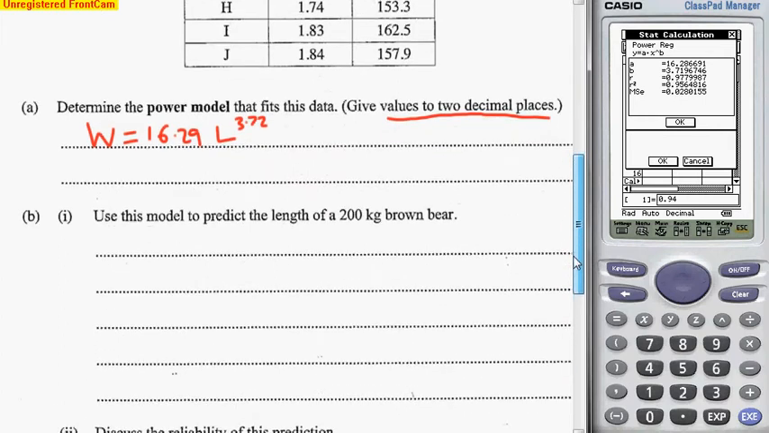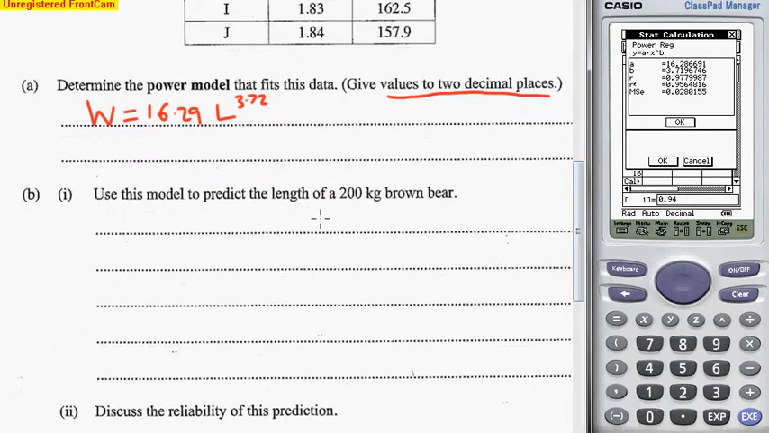Then for the second part, use this model to predict the length of a 200 kilo bear. Well, the weight is 200, so in my equation my weight is 200, and that equals 16.29 times L to the power 3.72, and I have to find what L is, what the length is.